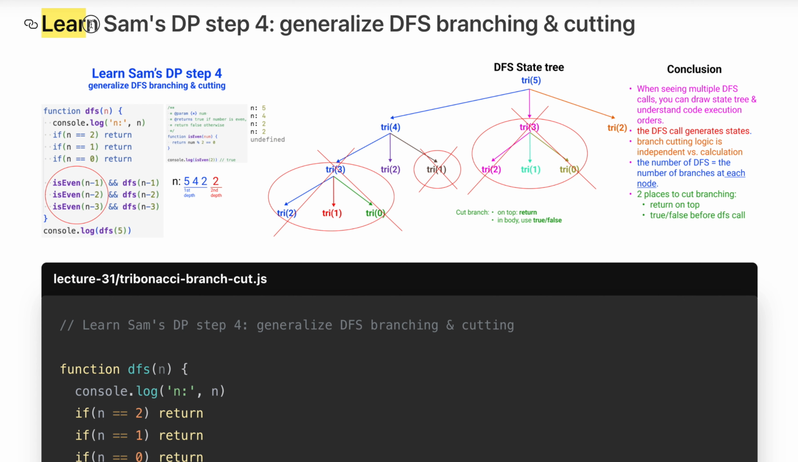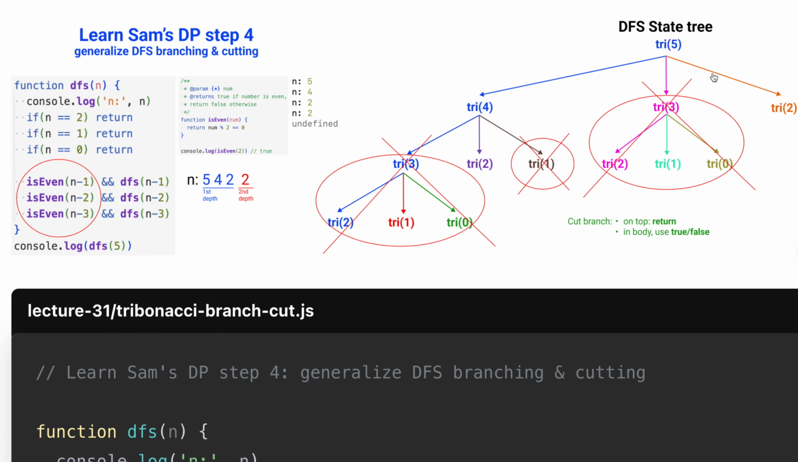Next, learn SAM's DB step 4. We're going to generalize the depth first search branching and cutting. The cutting is really simple. Let's say that we still have our Fibonacci function, and for this function, I'm going to call it depth first search. I'm just changing the word here. And in this function, I don't care about the end result. I just care about generating states.